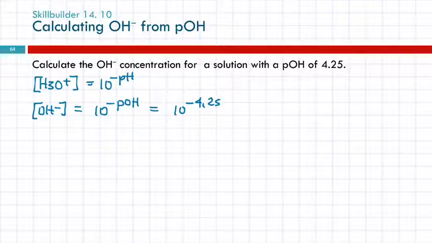Why did they just give you the POH? Because they don't know the pH, they just know the POH. I don't know. Actually, it's harder if you want the hydroxide ion concentration, it's harder if you start with pH. You have to do 2 calculations. So this is going to be 5.6 times 10 to the minus 5. That's the hydroxide ion concentration.